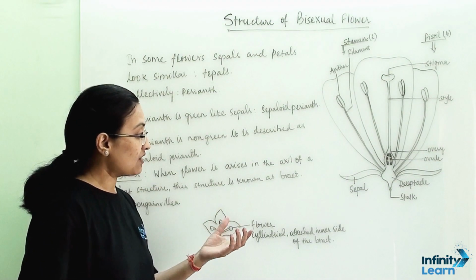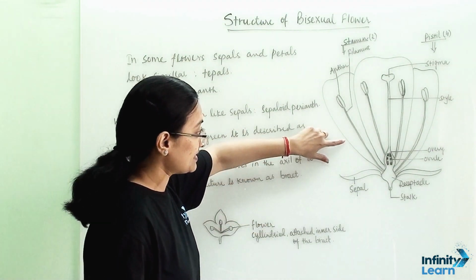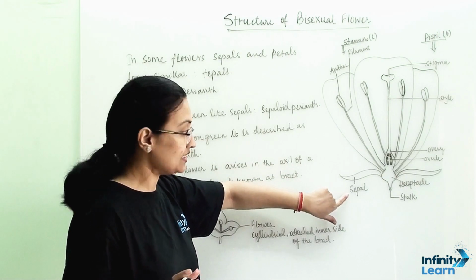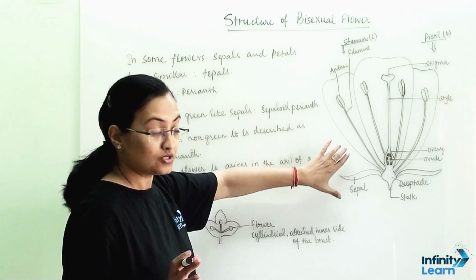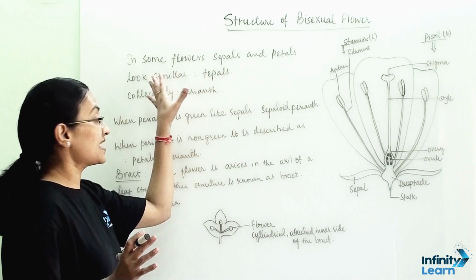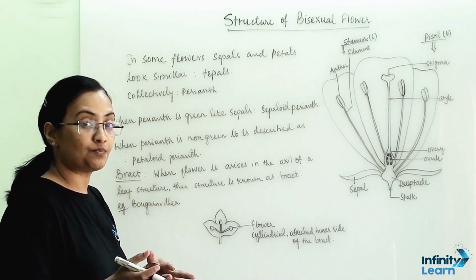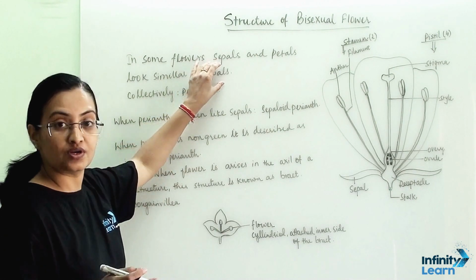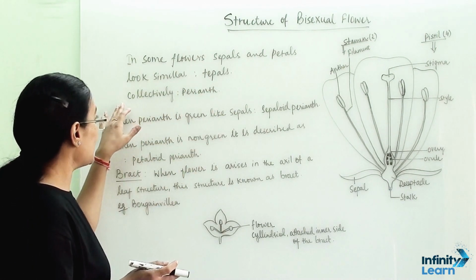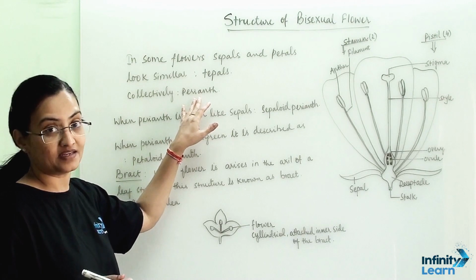Now in some flowers, the sepals and petals look exactly similar. Sepals are generally green and petals are colorful, but in some flowers we cannot distinguish which is a sepal and which is a petal. So those are known as tepals. Collectively, they are known as perianth.